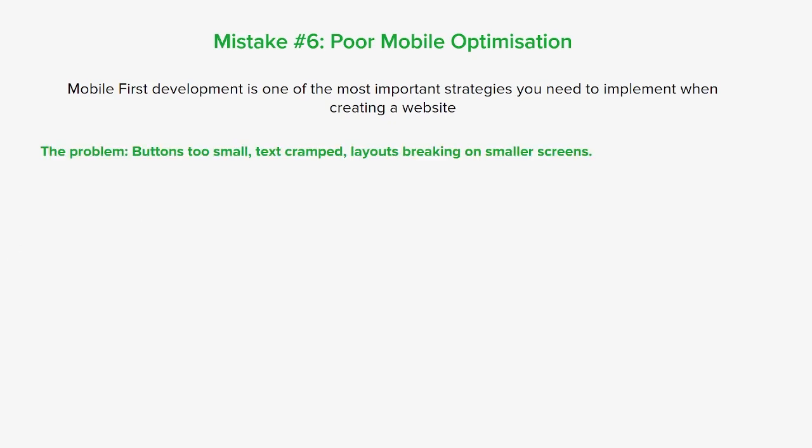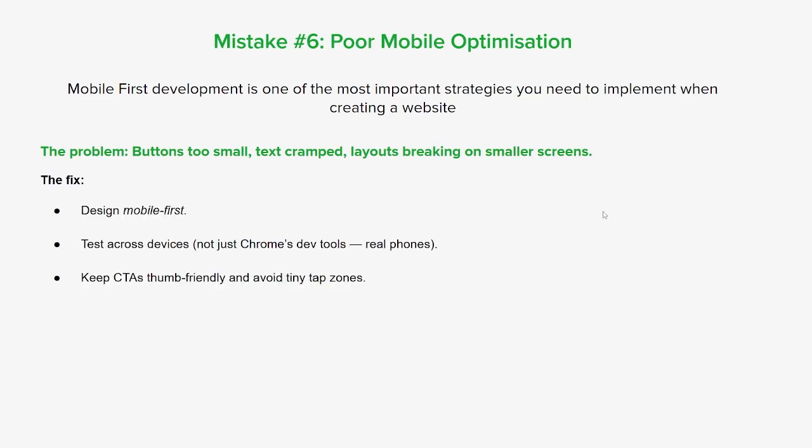The main issues that usually happen are things like buttons being too small, text being too cramped, layouts breaking out into smaller sections, things like that. Users simply just tap away. So when you're designing for mobile, design with thumbs in mind. Keep buttons big and easy to tap, prioritize vertical flow, and make calls to action visible without endless scrolling as well. And test your site on real phones, not just Chrome dev tools. That will give you the best results. Mobile user experience can double your conversions or kill them instantly.